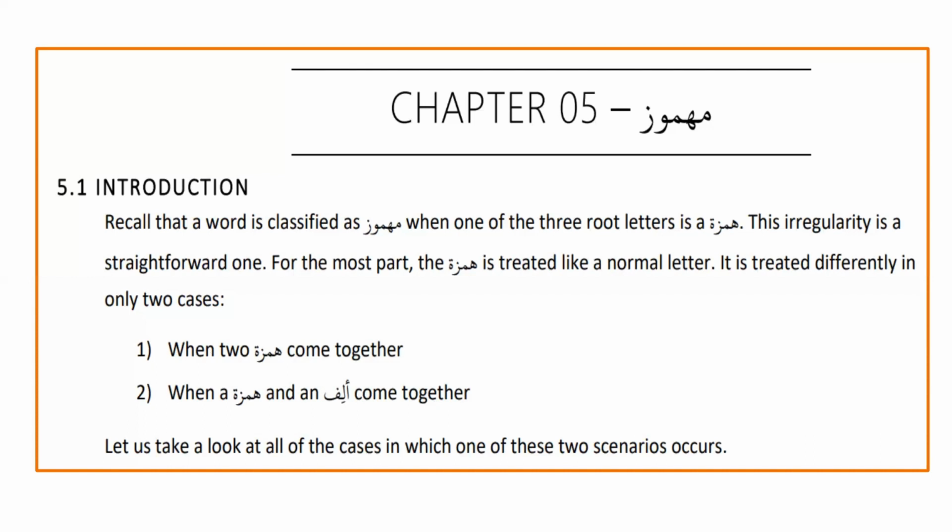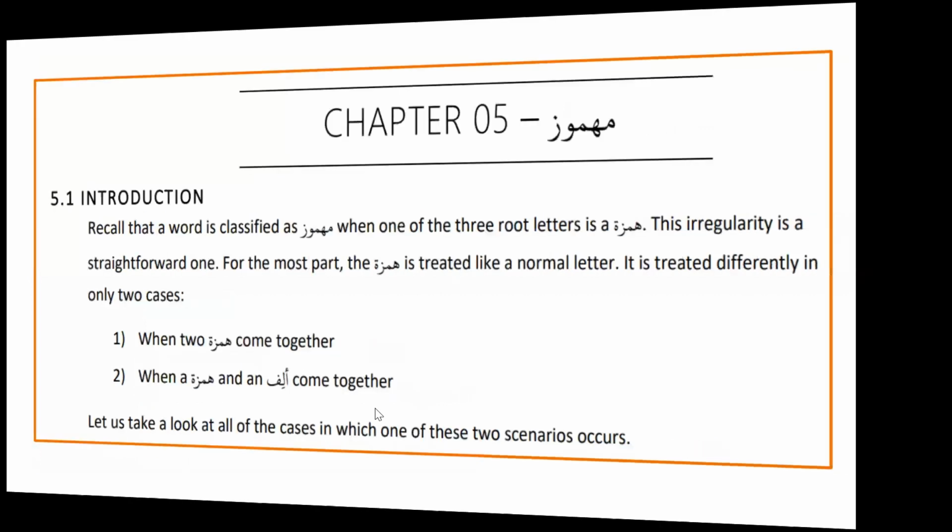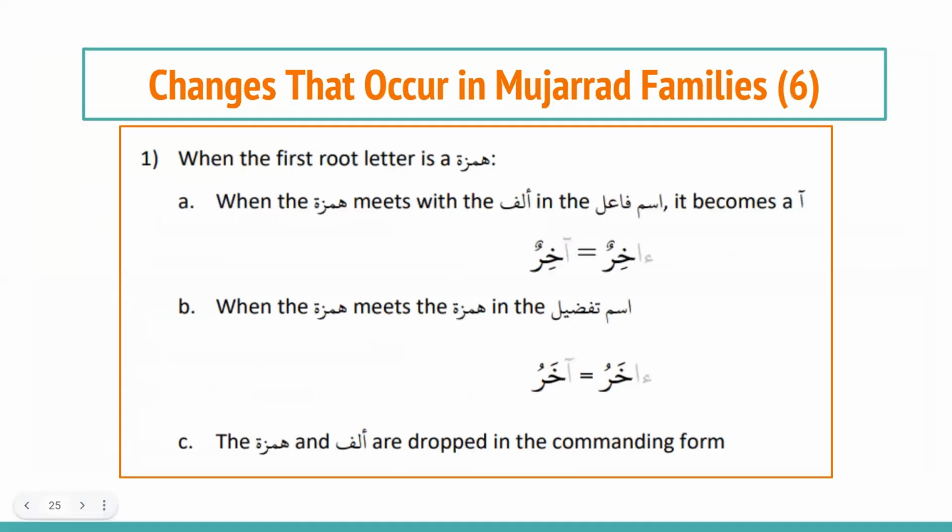It is a normal thing, because when 2 Hamza come, it's going to be a long sound, so we put a mad on it. The same way, if a Hamza comes along with an Alif, then again it's 2 sounds, and we put a mad over there. So this is not very irregular. This is regular, but we need to make changes, right? So let's look at all the different cases in which we need to make changes.